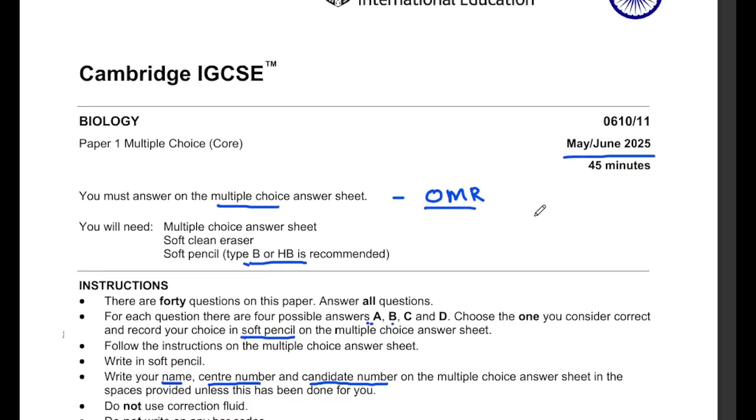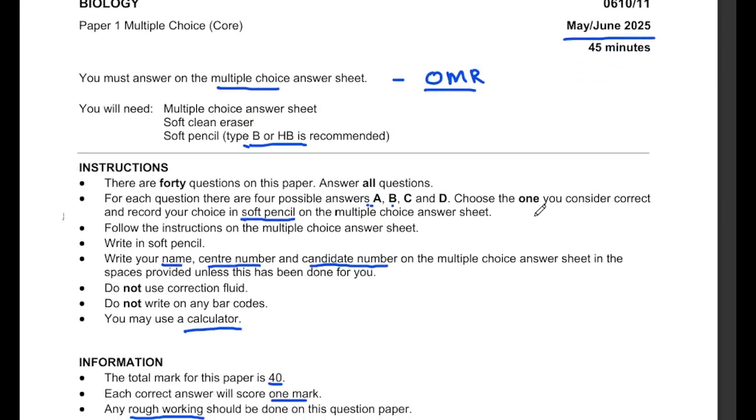Again, I will repeat the instructions here. You have only 45 minutes to complete the paper. There are 40 questions and 4 options; one of the options is the correct one. Use only the soft pencil, HB or B pencil recommended by the IGCSE to fill the OMR sheet. Please check your name, your center number and candidate name while filling the OMR sheet. You need to sign on the OMR sheet also.